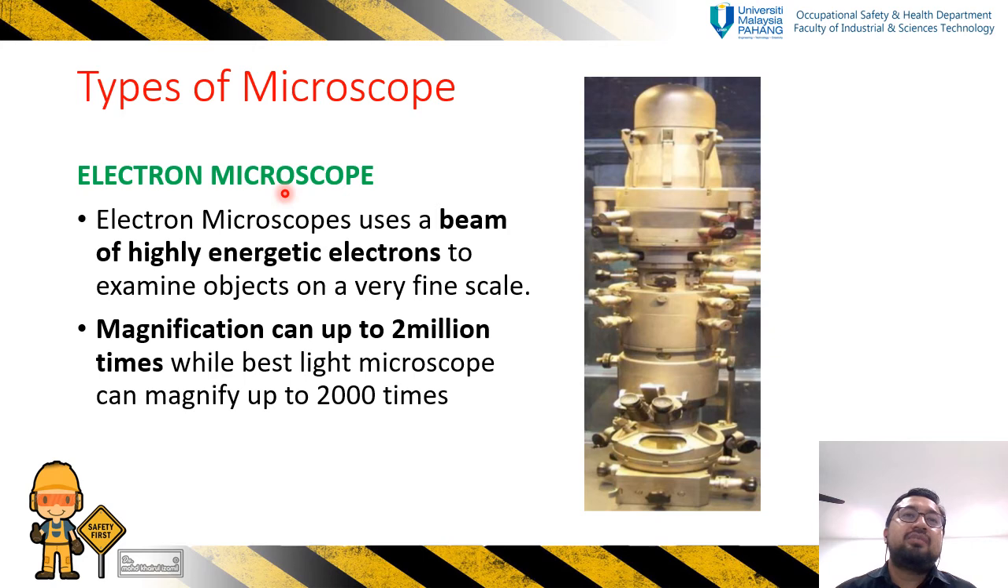Okay, electron microscope uses a beam of highly energetic electrons to examine objects on a very fine scale. Dia guna electrons, energetic electrons, bukan dia guna light. Dan jangan sangat scale yang sangat-sangat kecil kita boleh nampak. So more details lah. Magnification can up to 2 million times. 2 juta kali daripada light microscope biasa. While best light microscope can magnify up to 2000 times. Okay. Best light microscope yang paling best pun 2000. Tapi untuk elektron ni boleh sampai ke 2 juta.